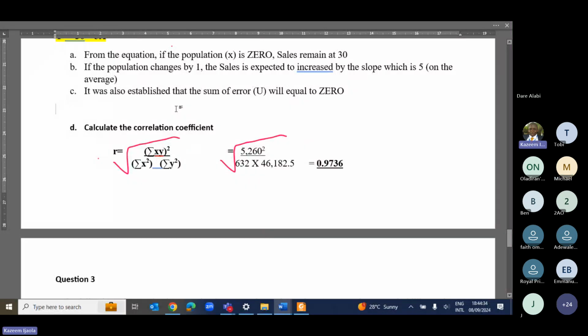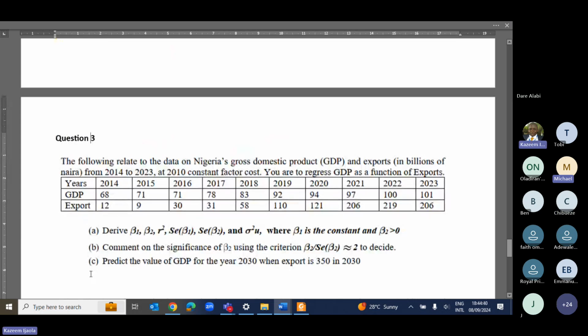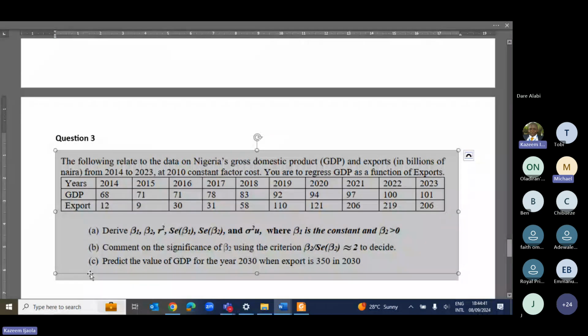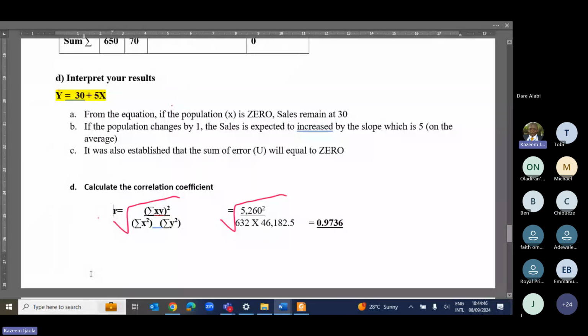How did you get the correlation coefficient? The correlation coefficient is the root of your R square. Your R square is just this without the root. So when you root your R square, that's the correlation coefficient. It's the root of your R square.